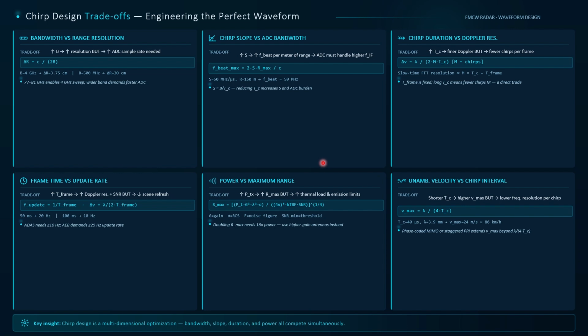Here, there are some trade-offs we talked about before, right? The parameters when you are designing a radar, you have to get familiar with. One is the range resolution. This is basically the separation of two objects, how fine a resolution you are going to achieve. Now also you need to look into the ADC bandwidth. Remember we talked about the intermediate frequency we are getting from the mixer.